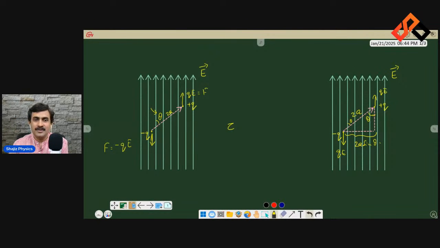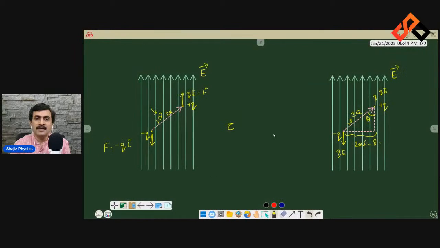See, I can demonstrate it using my marker in my hand. Consider this is the position. Now there is a force acting at this end towards the upward direction, and here there is a force acting in the downward direction. Okay, now these two forces will try to rotate the dipole along this particular direction. That is what is happening here.